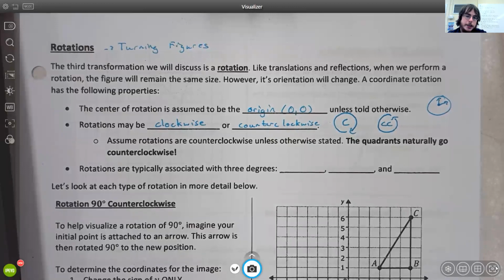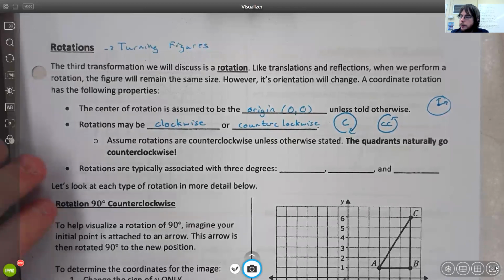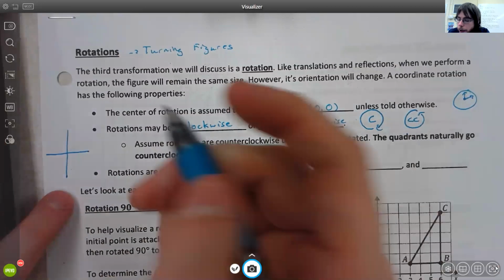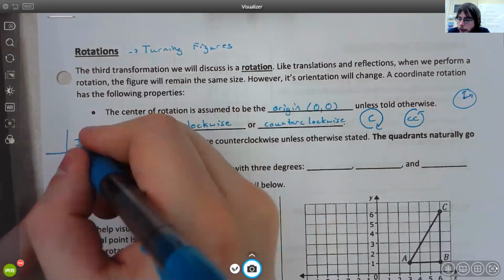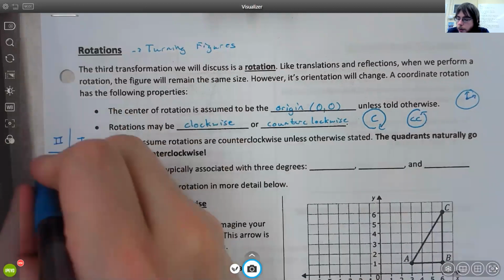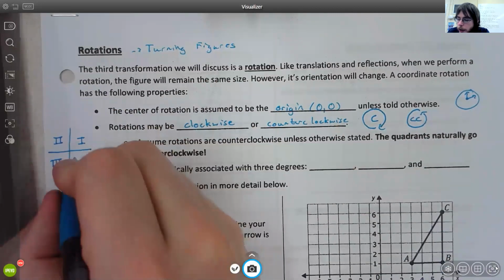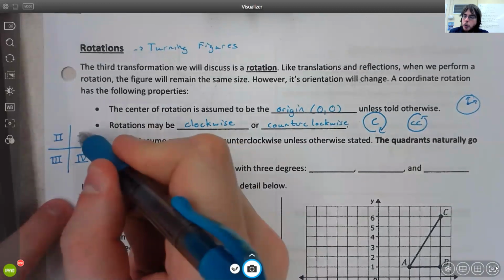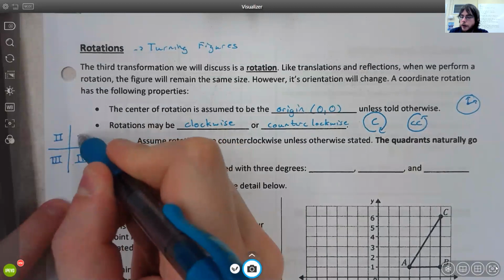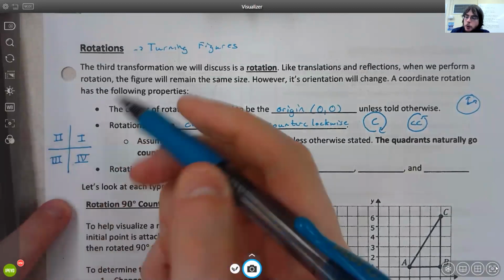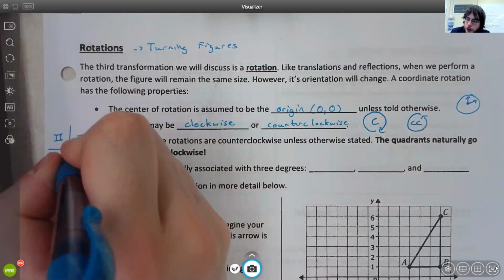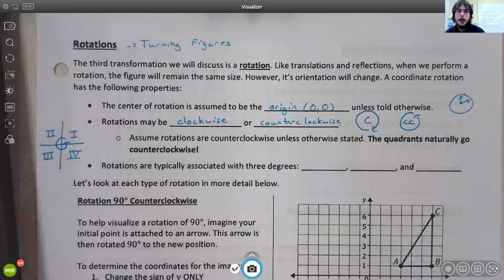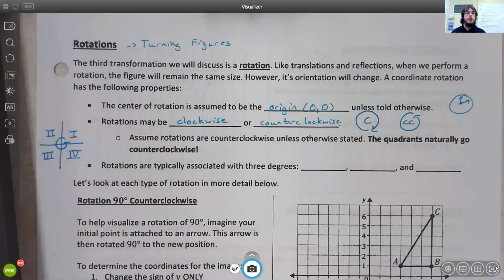And the reason for that is the way the quadrants go naturally. So if you have a coordinate plane, you have quadrant 1 starting in the top right, quadrant 2 in the top left, quadrant 3 in the bottom left, and quadrant 4 in the bottom right. And so in order, they go 1, 2, 3, 4, starting in a counterclockwise fashion. Okay, so quadrants go counterclockwise. So typically when it's not stated, rotations are assumed to be counterclockwise.